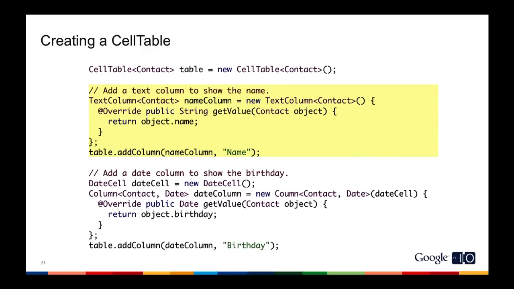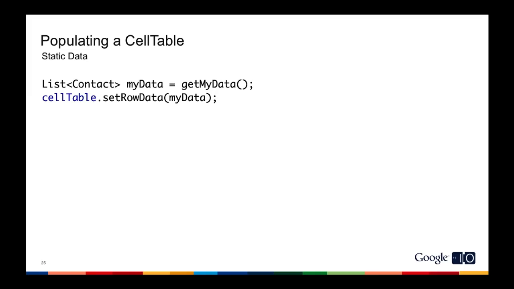It's of type string, so you don't need to add the extra type. And what you basically do is you provide this getValue method, which says, get me the column value from the row value. So object or contact.name. For something slightly more complicated, we use a date. So a date cell is a cell that will represent a date. You can customize the format of the date object. And what we say is the column is of type contact and date. So from a column row object, get the date. And that's exactly what this getValue method does. All right, pretty straightforward. How do we put data into the cell table?